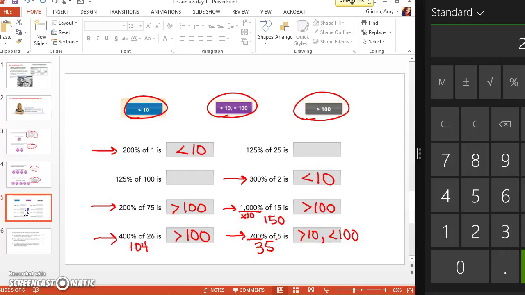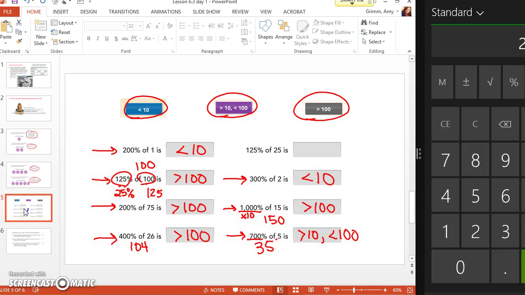All right, so now that we've done all those, let's graduate to the 125s. All right, so let's think about this. What would 100% of 100 be? 100, right? Okay, so I'm at 100. So this would be plus another 25%. Because 100 plus 25 would be 125. So what's another 25% of 100? 25. So what's my total number altogether? 125. And 125 would be greater than 100.